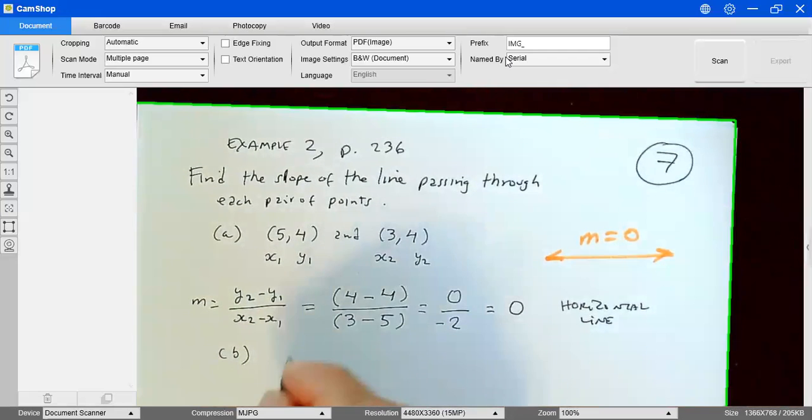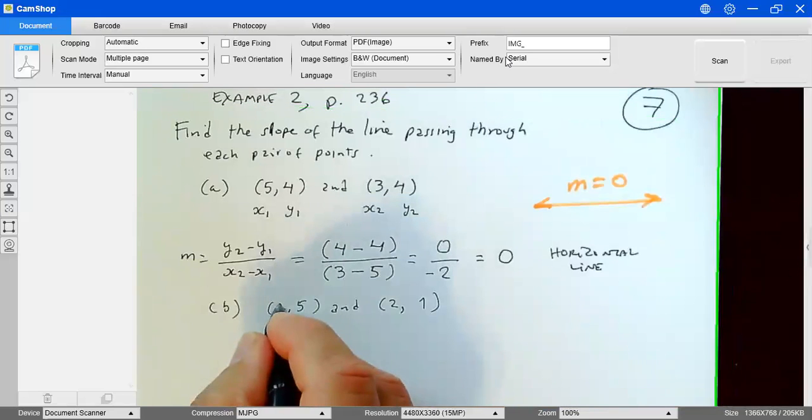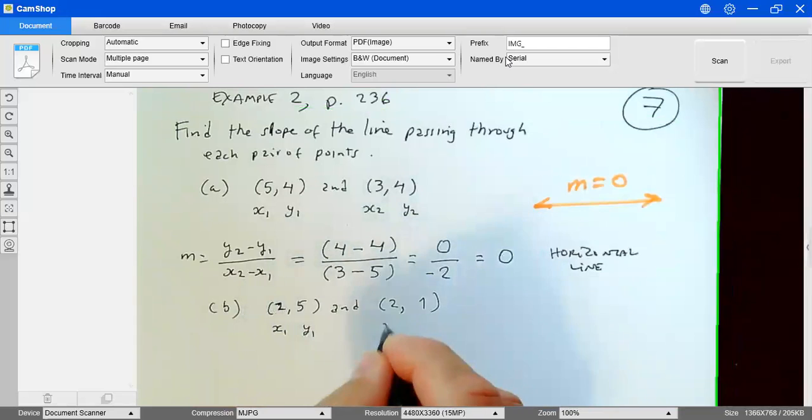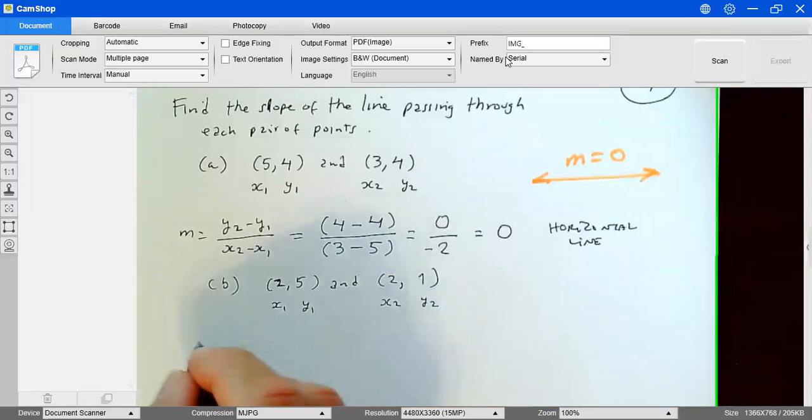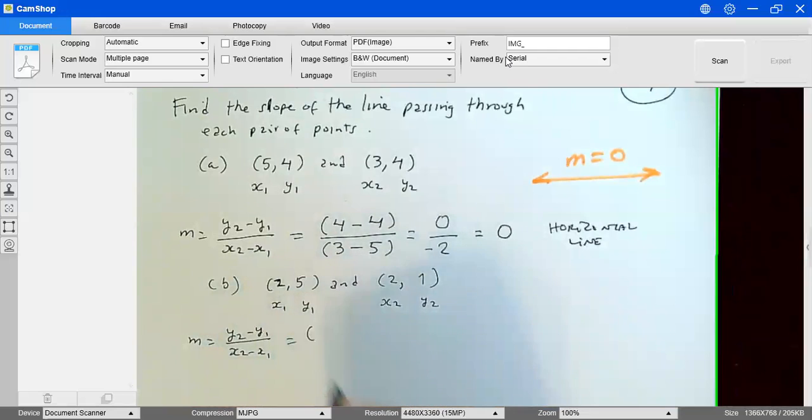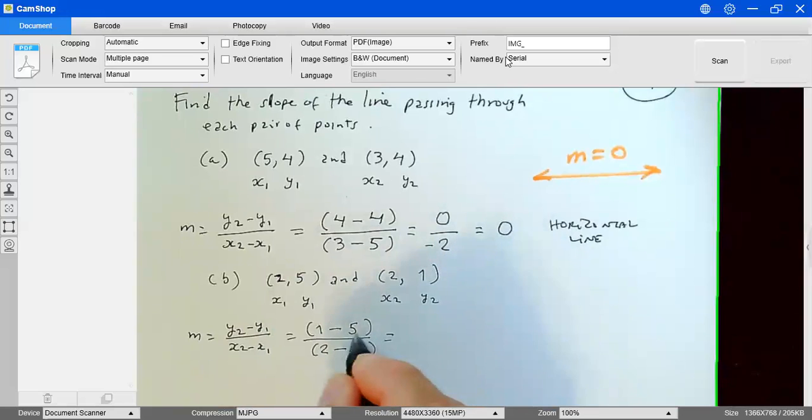So now B, we have 2 more points, 2,5 and 2,1. So again, x1, y1, x2, y2. Then we use our formula, y2 minus y1 over x2 minus x1. So we're going to do the substitution now. Y2 is 1, minus from the formula, y1 is 5. Then x2 is 2, minus from the formula, and then 2 is the other x, x1. So now 1 minus 5 is just -4, and now 2 minus 2 is 0.